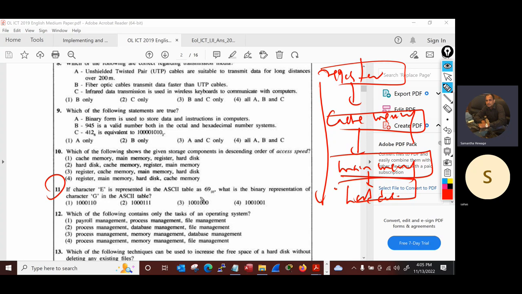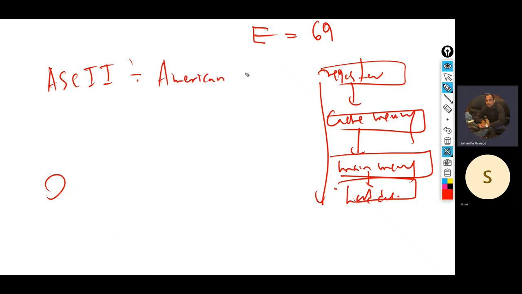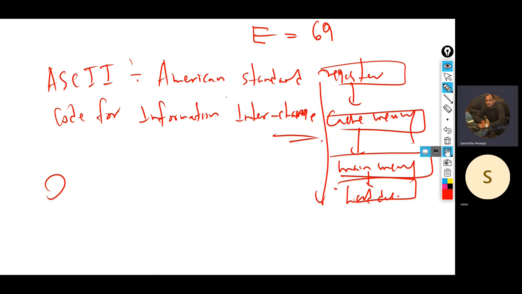If character E is represented in the ASCII table, capital E is represented by 69. What is ASCII code? ASCII stands for American Standard Code for Information Interchange. Right?